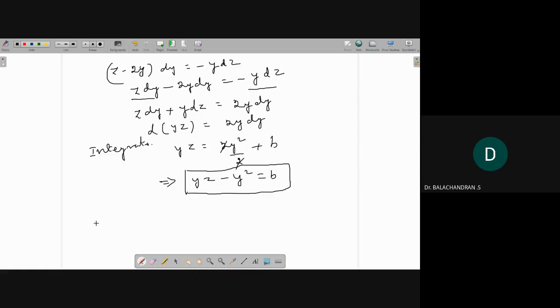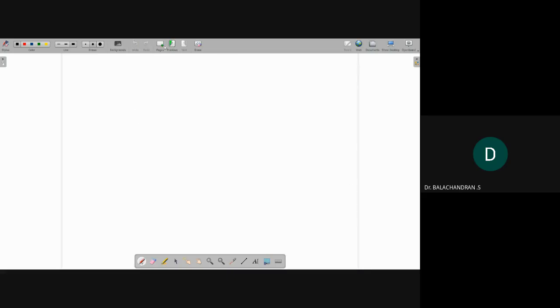Okay, so the general solution is f of u, where u of x comma y is x square plus y square, and v is yz minus y square, equal to 0. Okay, next problem.